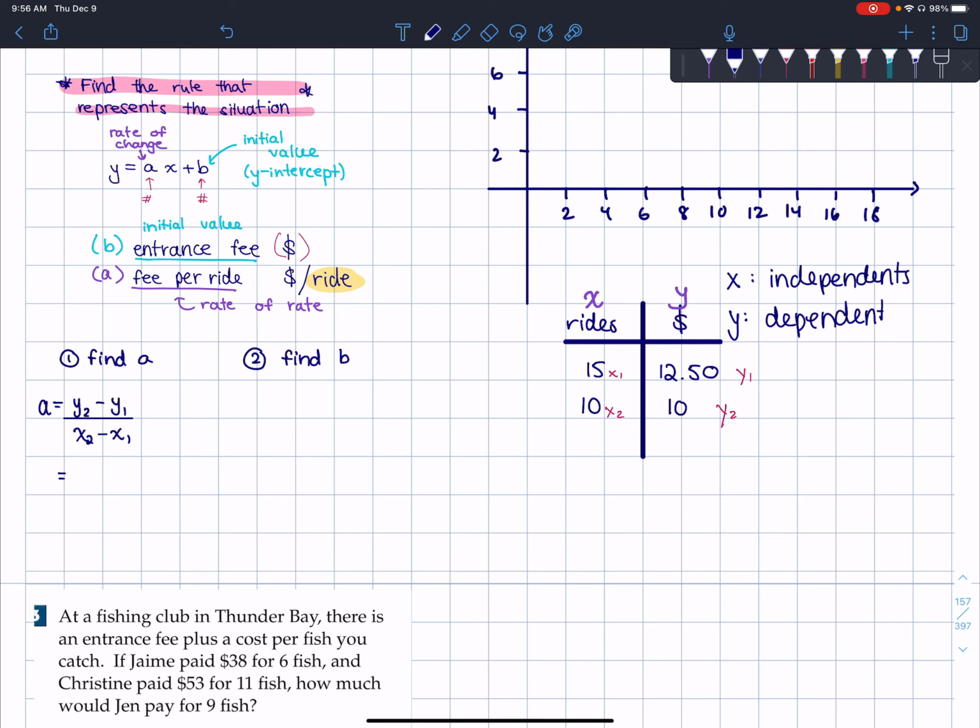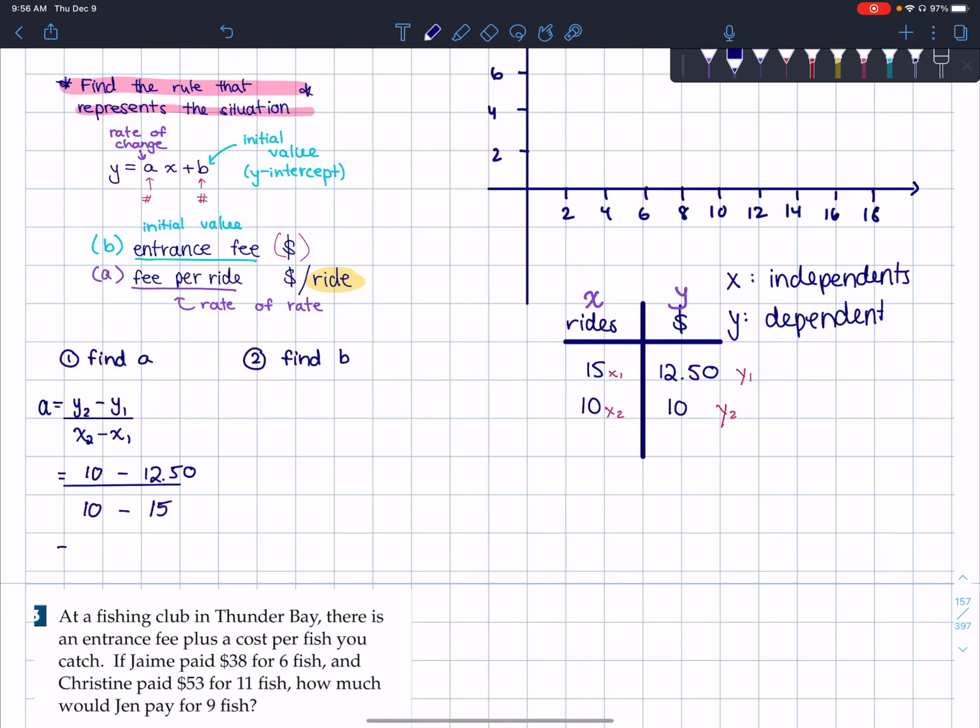So here, my pro tip, put your fraction line in first with your subtractions, just to get into that habit of doing that so that you don't run into any problems if ever you see negatives. And now you're just going to drop your numbers in. So here, y2, that's 10. I'm going to write a 10. y1, that's 1250. I put 1250 there. x2, that's 10. I'm going to put 10 there. And x1 is 15, so I'm going to put 15 here.